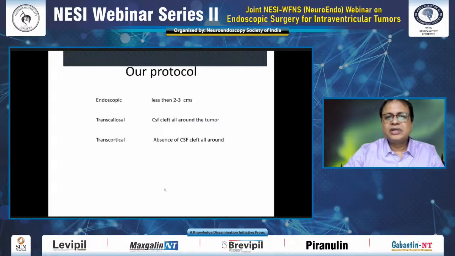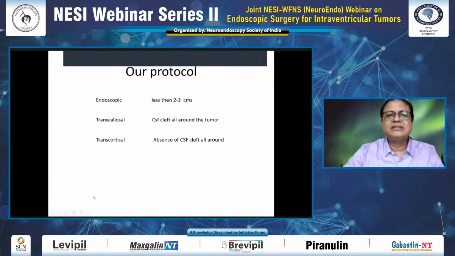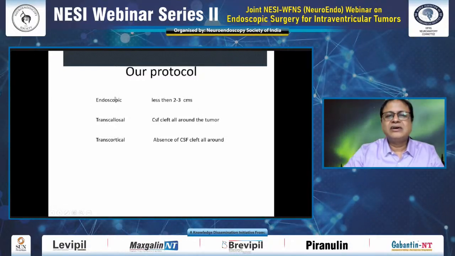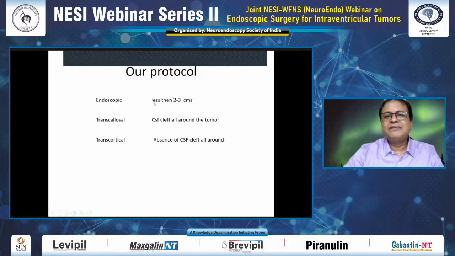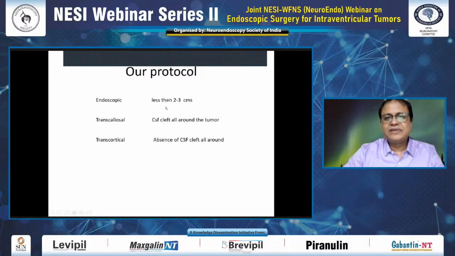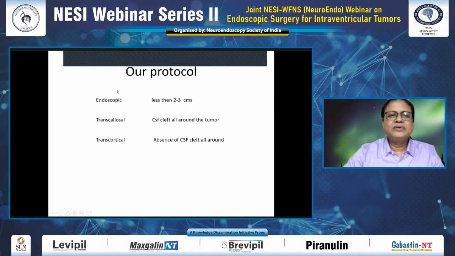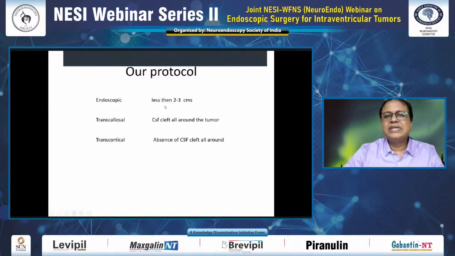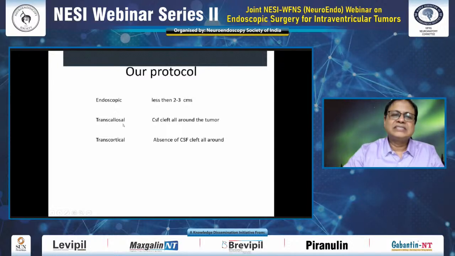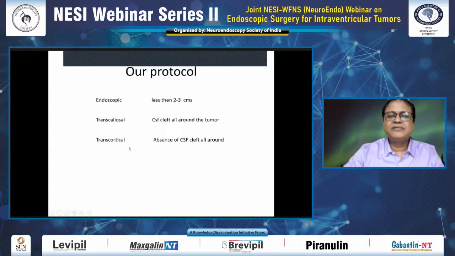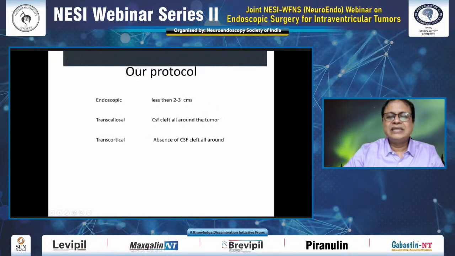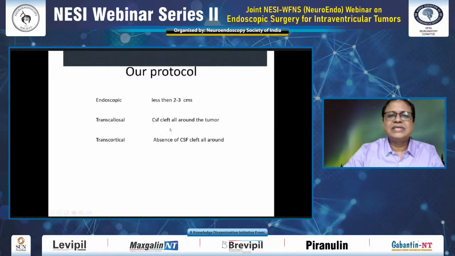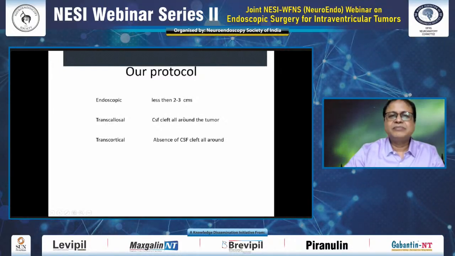So our protocol is, if you have a tumor which is less than 2 to 3 centimeter, we do an endoscopic. But if it's more than 3, we do a microscopic, either a transcallosal or transcortical, depending on, again, the MRI finding. If there is CSF cleft all around the tumor in the ventricle, then we go for a transcallosal. But if the tumor is adherent to one of the walls, so we don't have a CSF cleft all around, then we do a transcortical, as many times they are attached to the lateral wall of ventricle. And if you do transcallosal, we might leave a tumor, or the attachment to the lateral wall of the ventricle may not be seen. So we prefer a transcortical in these cases. I'll show an example of each one.